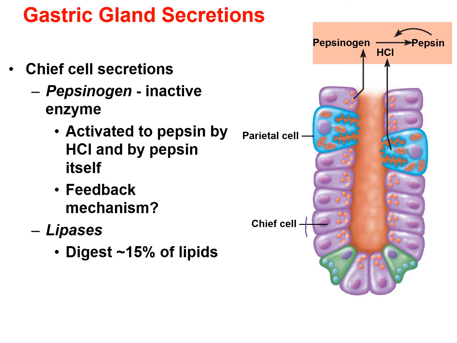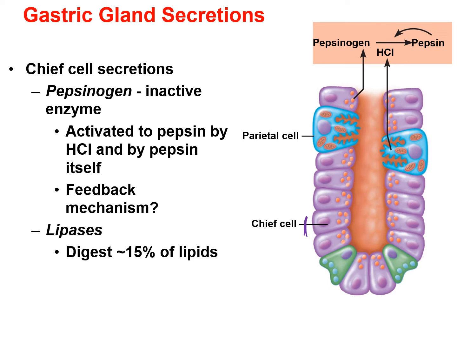If we look at your chief cells, these are going to be the purple cells on this figure. Chief cells are going to secrete an inactive enzyme called pepsinogen. Pepsinogen is converted to pepsin, the active enzyme, when hydrochloric acid is present. So the chief cells produce an inactive enzyme that can only be activated when you have hydrochloric acid, which is produced by a different cell in the gland.